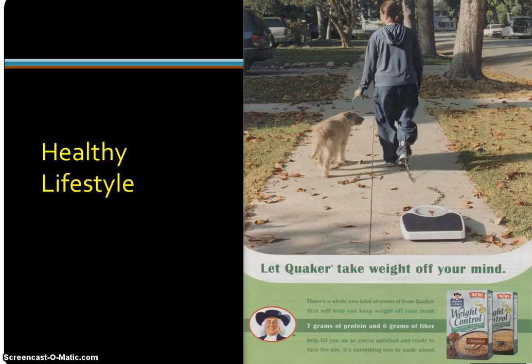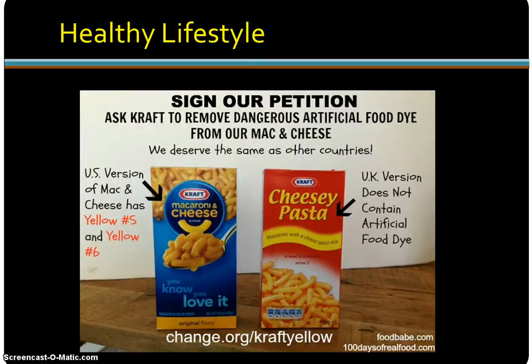So take a look at this example by Quaker Oatmeal, and it kind of goes hand in hand with the article you read last week about how oatmeal manufacturers are trying to expand their markets. But look at how it's targeting a typical consumer who can be categorized as having a healthy lifestyle, right? So the tagline in the ad says, "Let Quaker take weight off your mind." Look at this one here.